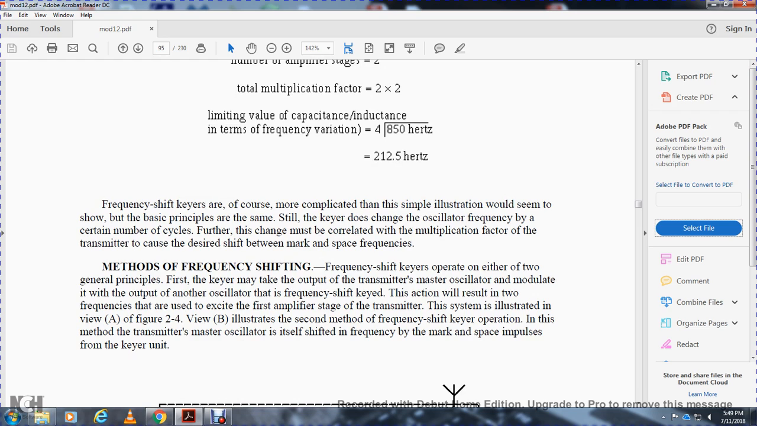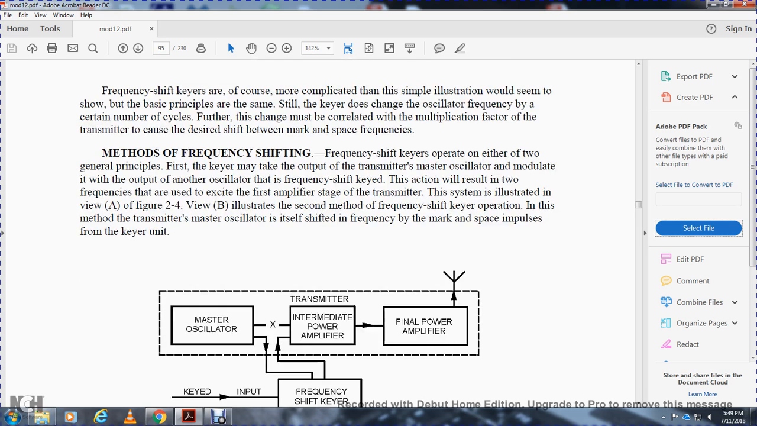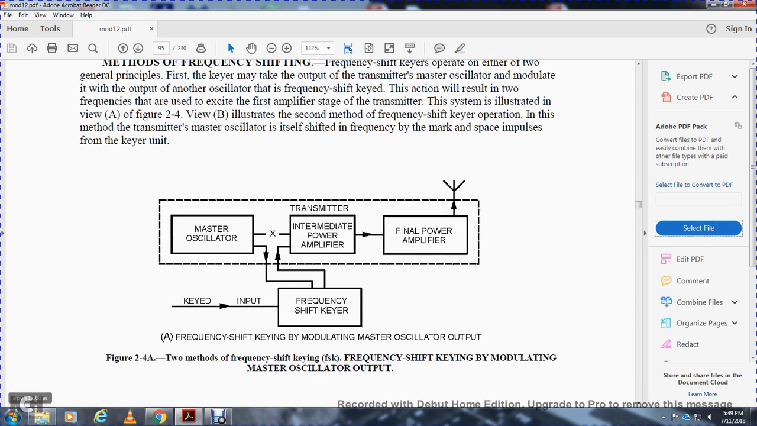There are two general methods of frequency shift keying. One keys the output of the transmitter master oscillator by modulating it with the output of another oscillator that is frequency shift keyed. The action results in two frequencies that usually excite the first amplifier stage of the transmitter system, as illustrated in view A of figure 2.4. View B illustrates the second method of frequency shift key operation. In this method, the transmitter master oscillator itself is shifted in frequency by the mark and space impulses of the key oscillator unit.